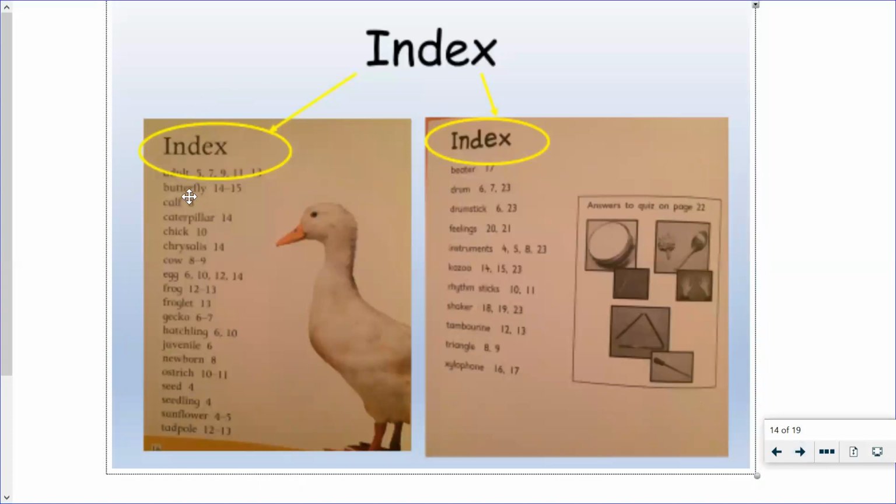It also has an index page which tells us on which pages of the book we meet these words. So you can see in this book that the index page says that the word drum, you can see it on pages 6, 7, and 23.